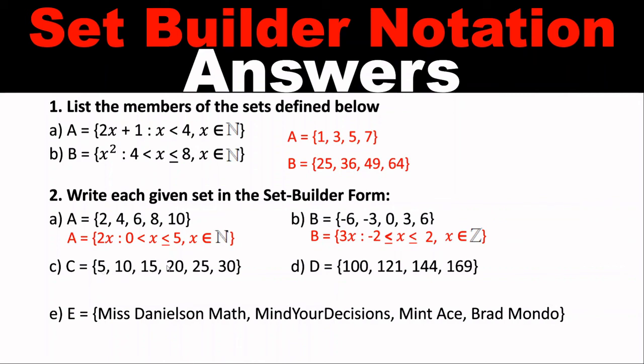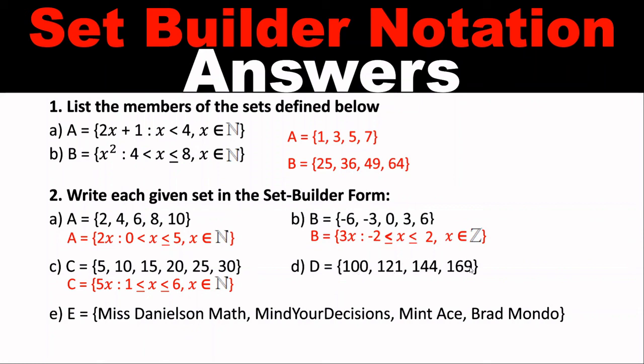Set C, notice it's multiples of 5. But which multiples of 5? We'll say that set C is 5 times some value where that value is greater than or equal to 1, but less than or equal to 6. And that value is a natural number. It's a whole number. 5 times 1, 5 times 2, 5 times 3, 5 times 4, 5 times 5, and 5 times 6.